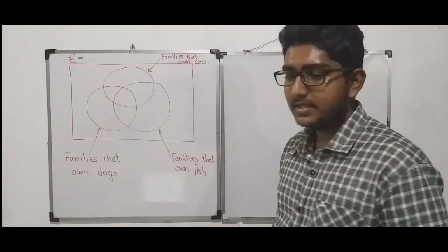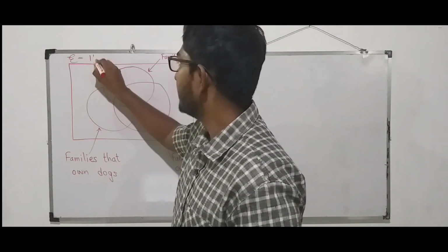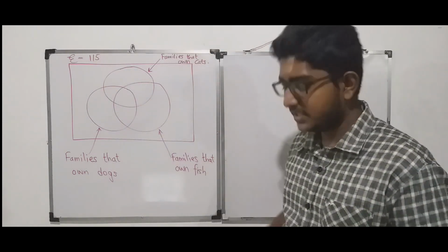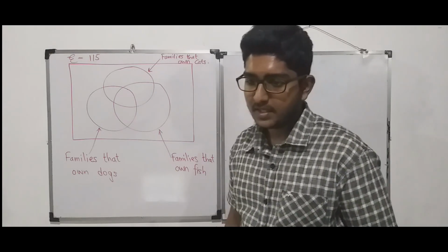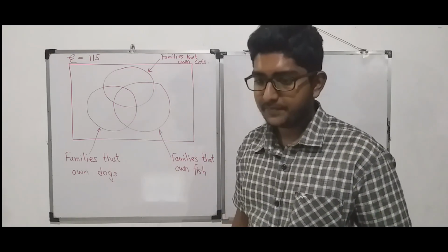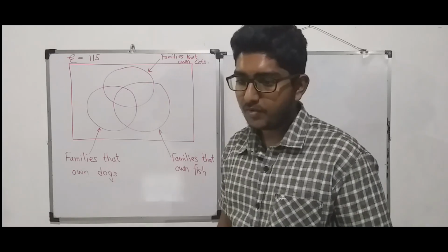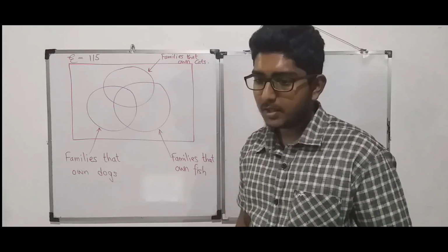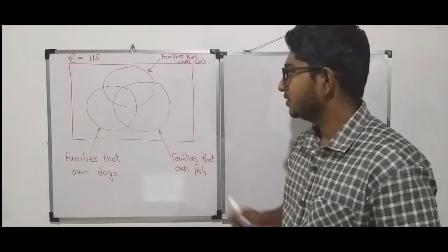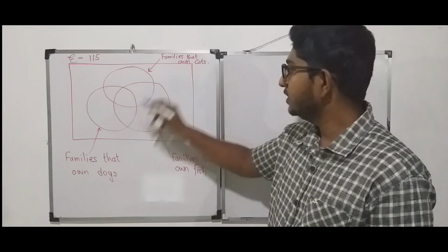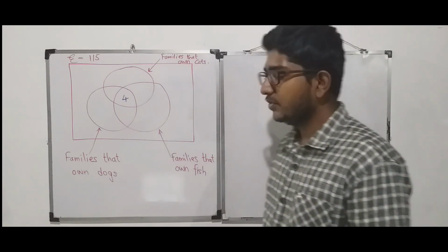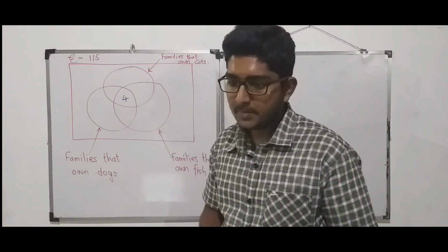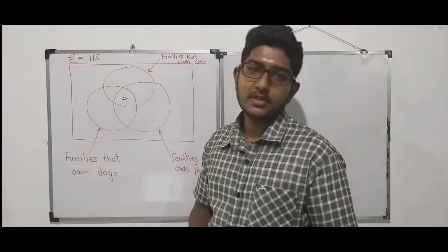In that information you can see the total number of families used for the survey is 115. The universal set equals 115. The first data they have given is 4 families own all the above 3 types of pets. The common region for all 3 circles is this region. It includes 4 families. The number of families that own only dogs is 19.